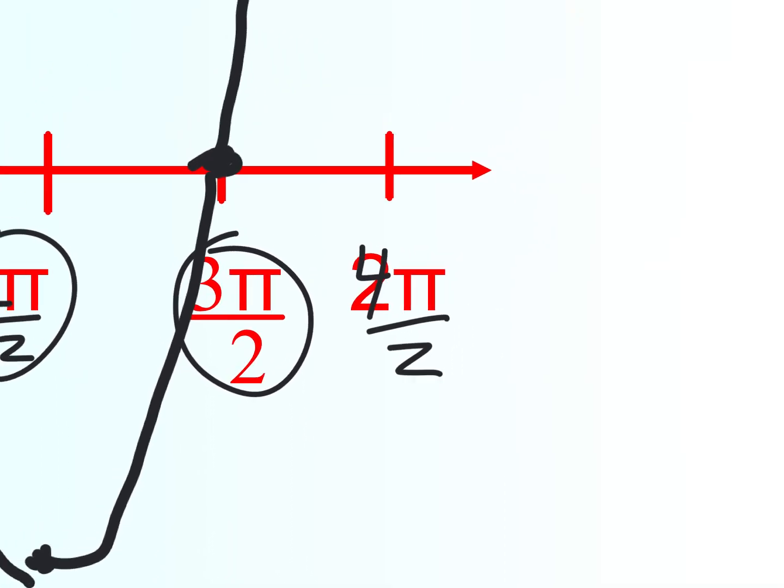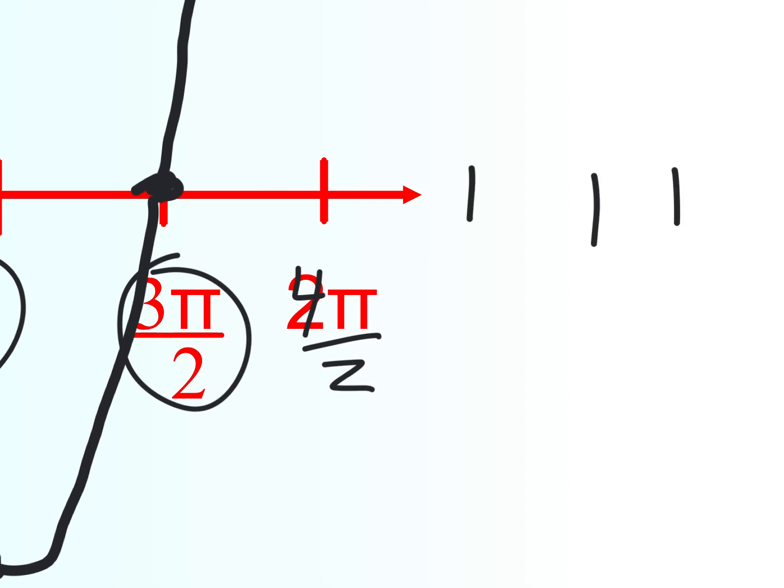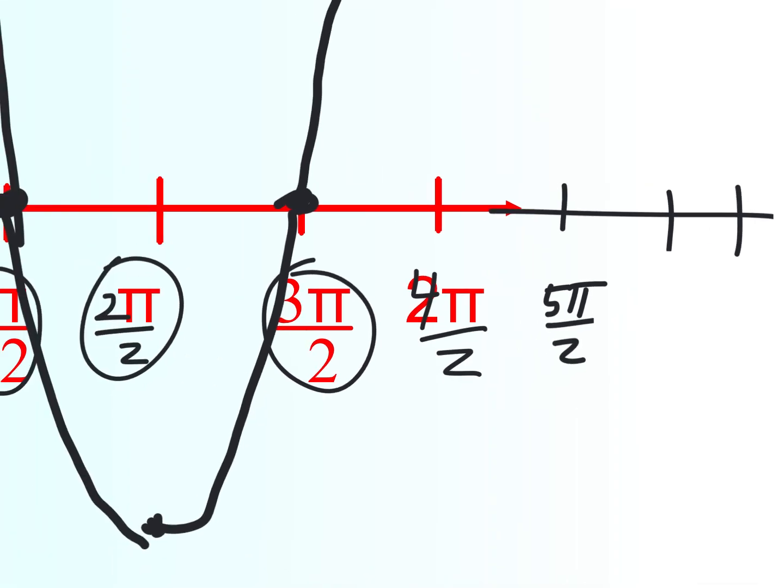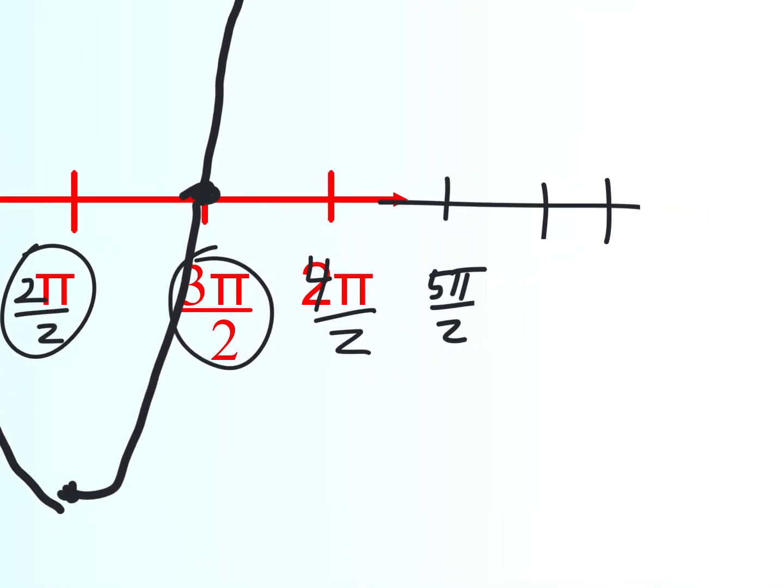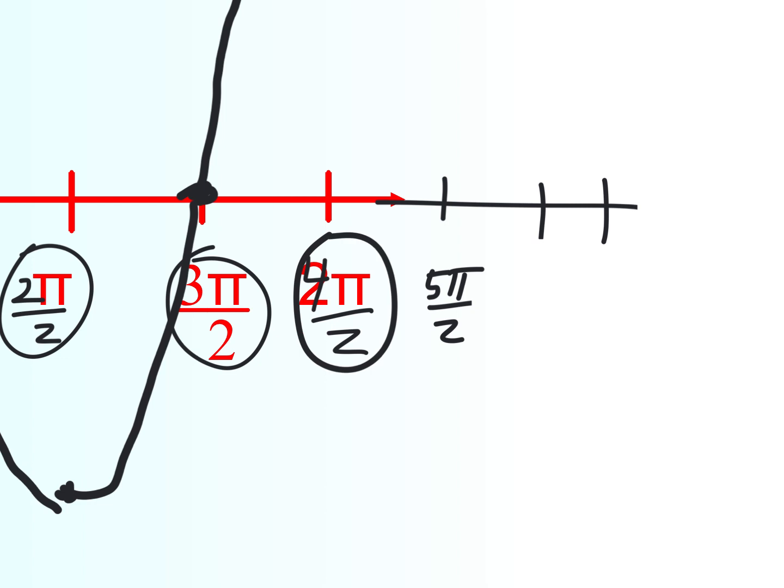Why is that system good? Because you're going to have to number these. And are you just going to memorize that this is 5 pi over 2? I hope not, because you can just use this system. What comes after 4 pi over 2? 5 pi over 2. See how it's really easy if you know what to count by?